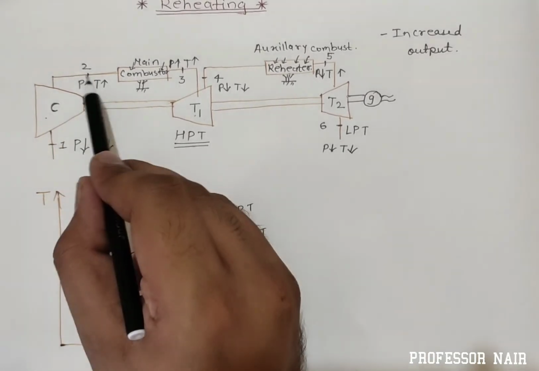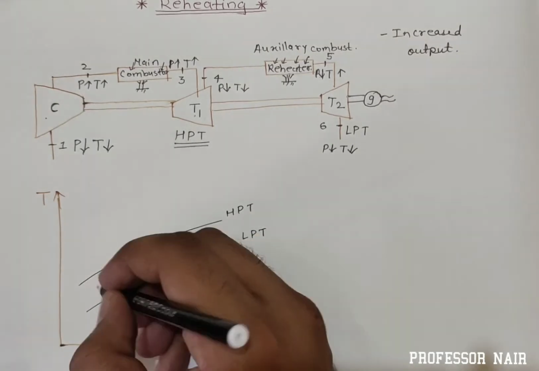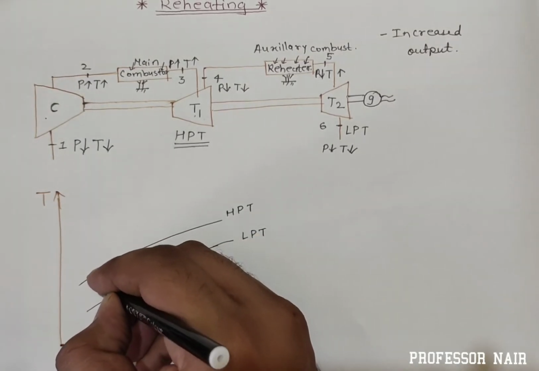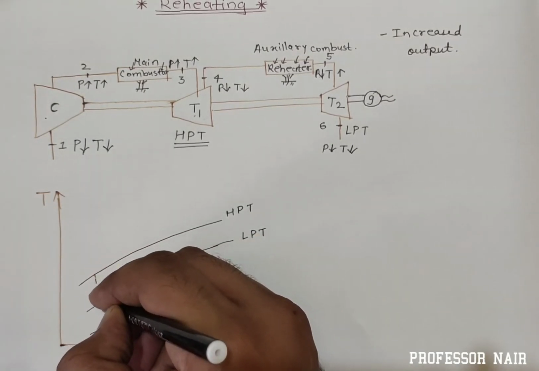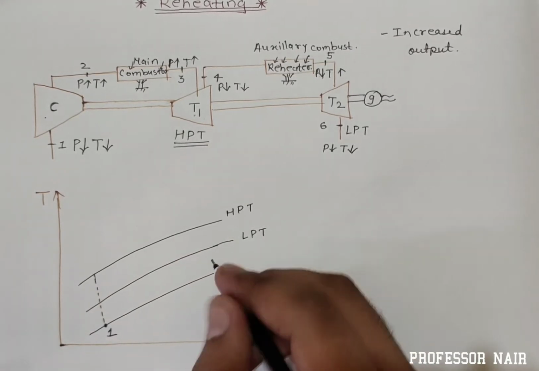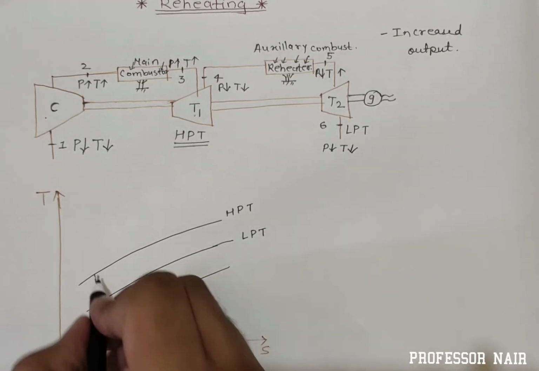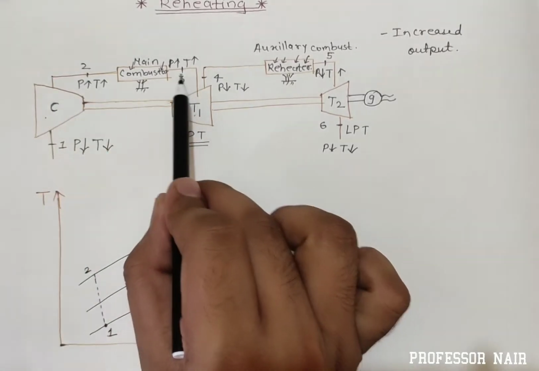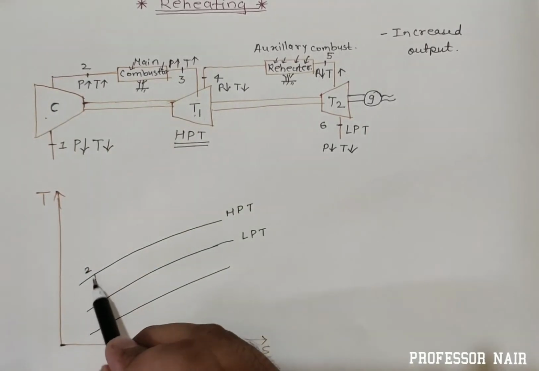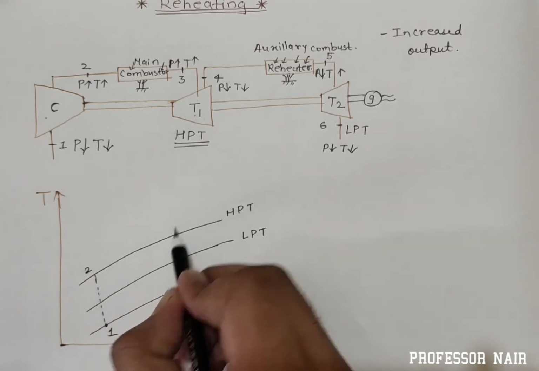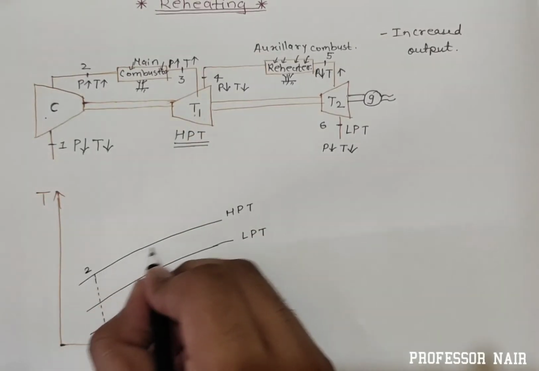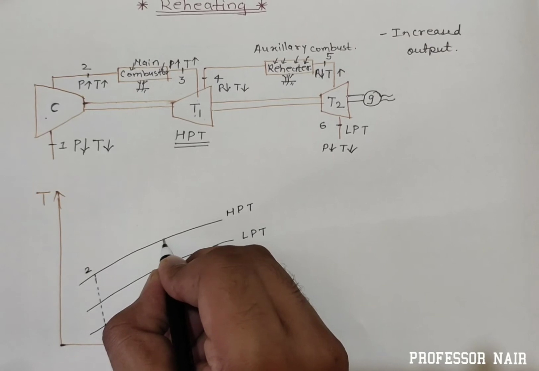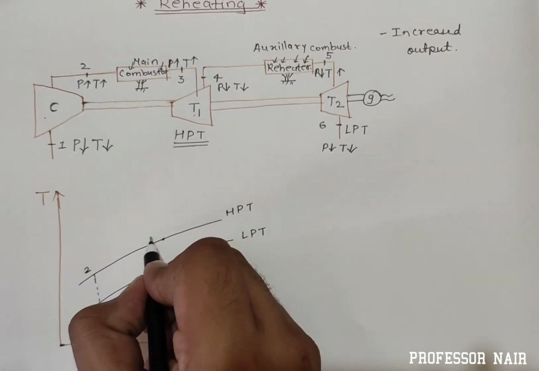So 1 to 2 it has been compressed, right? So ideally I am drawing here the ideal process. Straight line 1 to 2, right? From 2 to 3 the pressure remains constant, means I have to carry this line, right? But temperature increases, so 2 to 3 here. So this point would be point 3.